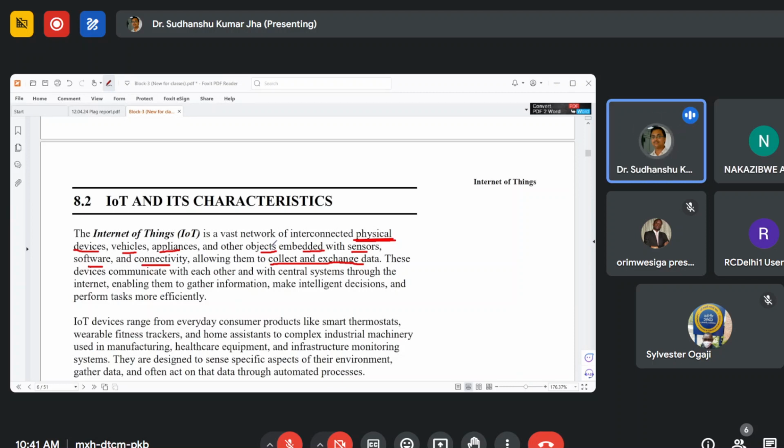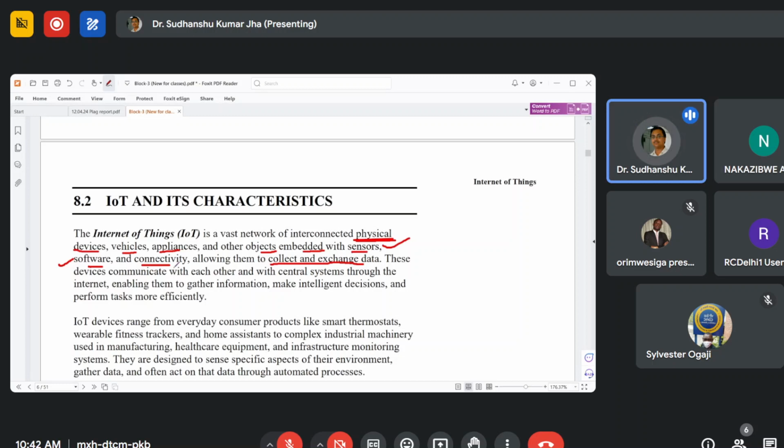So the Internet of Things devices, these kinds of objects or devices, are embedded with sensors, software, and connectivity. The sensor basically senses the environment. The software does some kind of action based on the sensed data, and the connectivity technology allows sending the information to some other point. So that is the Internet of Things.